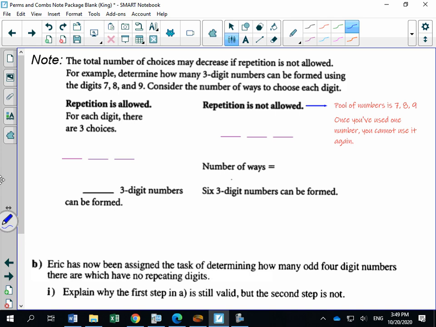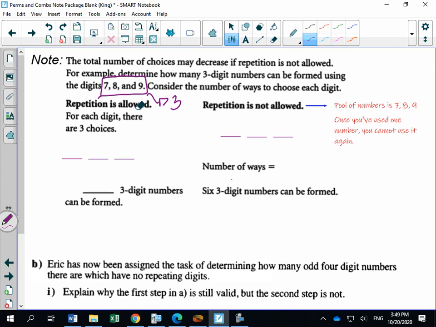This example says the total number of choices may decrease if repetition is not allowed. I'll show you what this means. For example, determine how many three-digit numbers can be formed using only the digits 7, 8, 9. First of all, three-digit numbers, that would be 3 different stages. And they're only giving us these 3 numbers to choose from, so I only have 3 choices in each stage. What they say is repetition is allowed.